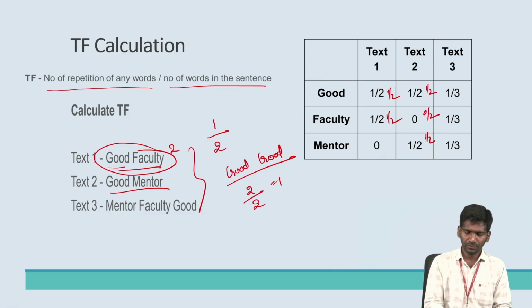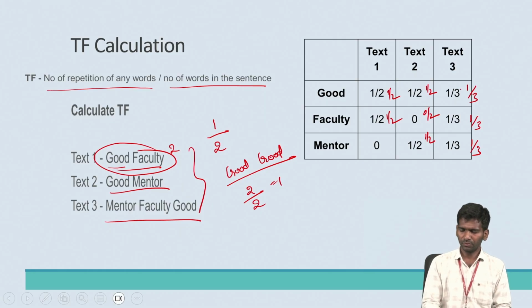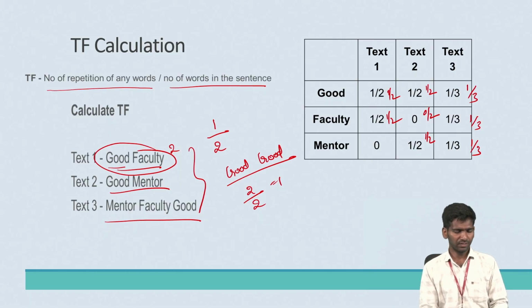Next, in text 3. How many times is mentor repeating? 1. Total there are 3 words in this sentence, so everything by 3. Mentor is repeating 1 time, so 1 by 3. Faculty is repeating how many times in the whole sentence? 1 time, right? So 1 by 3. Similarly, mentor is repeating 1 time, faculty 1 time, good 1 time. So this will be the calculation for TF.